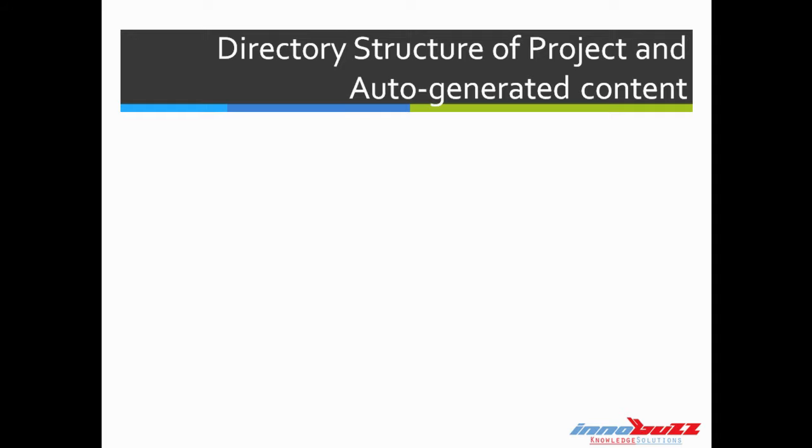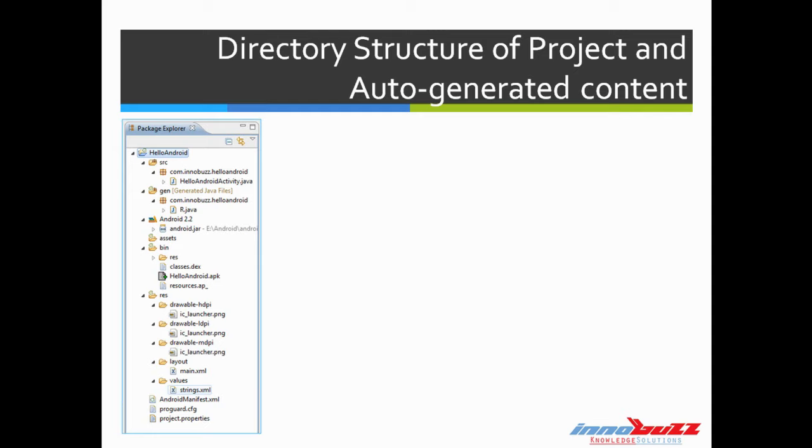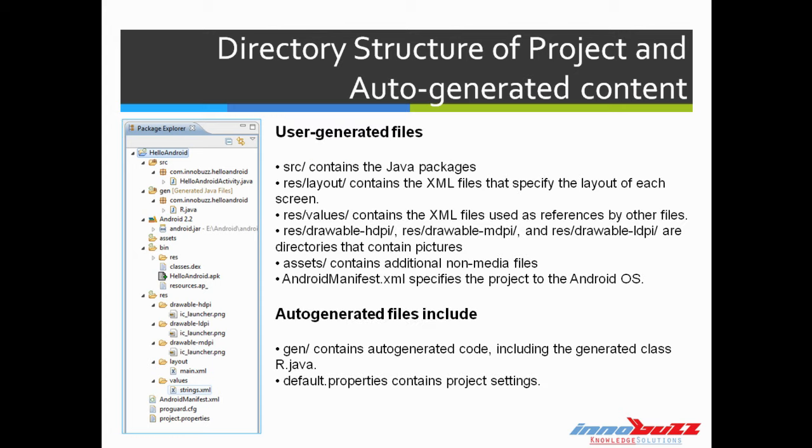Directory structure of project and auto-generated content. This image shows the directory structure and auto-generated content of an Android project. User-generated files. The source folder. It contains the Java packages that were created by the developer or imported into the application. The resource layout folder. It contains the XML files that specify the layout of each screen. Resource/values folder. It contains the XML files used as reference by other files.